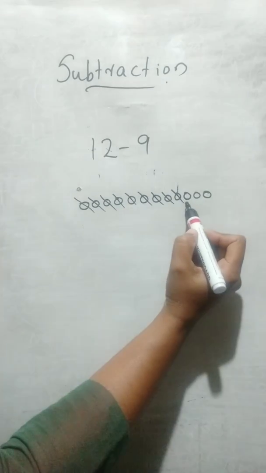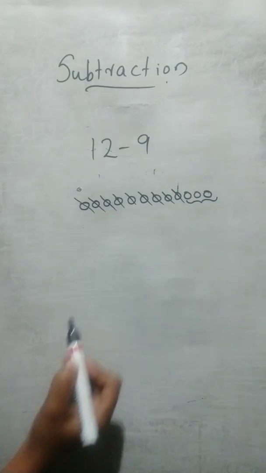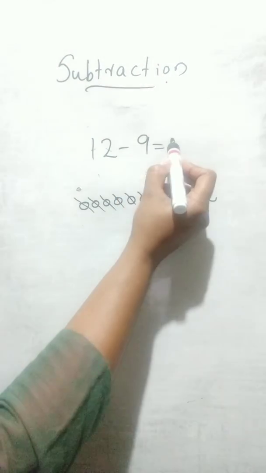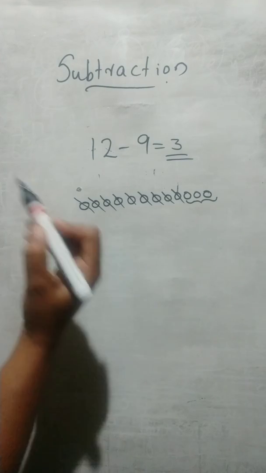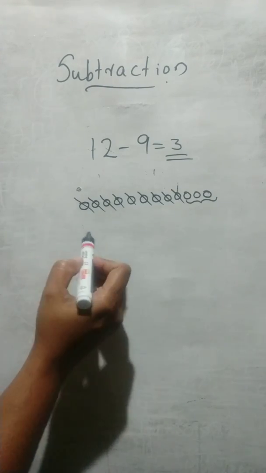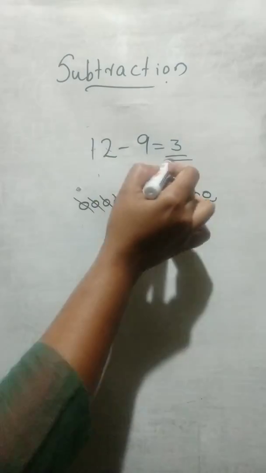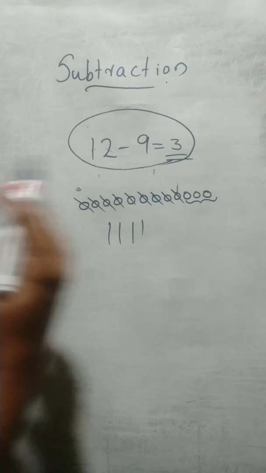How many sweets are there remaining with you? We can say 3 sweets are there remaining with you. So 12 minus 9, we can write it as 3. Actually, this is the subtraction. But this type of drawing is possible in case of smaller numbers. But now we have to study big numbers.